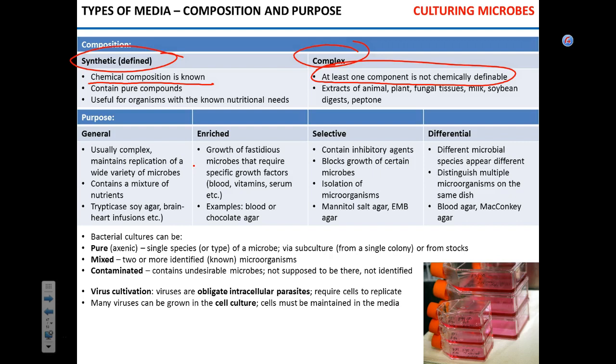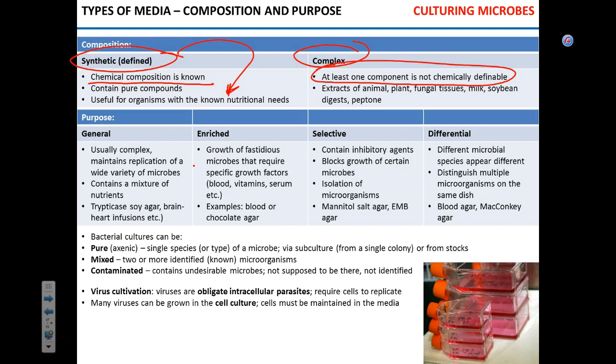Now, when would you use each of those? You would use synthetic for the organisms with known nutritional needs, meaning you know that this bacteria requires so much of this amino acid, so much of that amino acid, so much of glucose, so much of, I don't know, calcium chloride. Does that make sense? Complex media will be used to isolate microorganisms that you know nothing about.